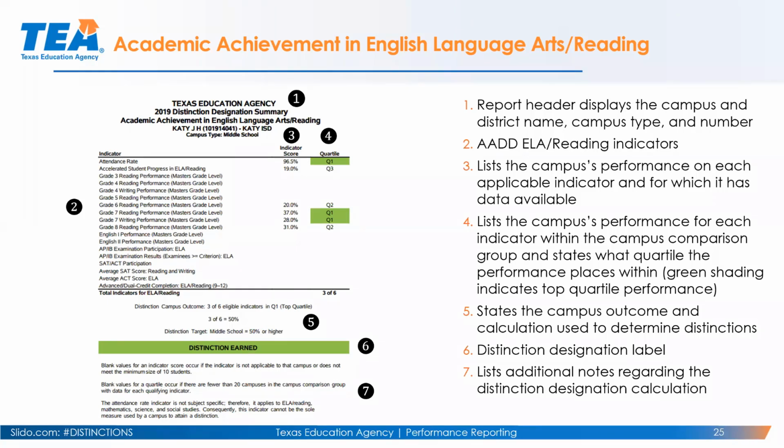In order to get a distinction for this middle school or for the junior high, we have to have at least 50% or higher of indicators at Q1. So 50% or higher, this example junior high had 50%, meaning in section 6, our designation label is distinction designation earned. Section 7 would list any additional notes regarding the distinction designation. For example, what happens for blank values, and a blank value would be an indicator for which there is no data available. At the junior high, there is no data available, for example, on English 2 performance or the end of course test.